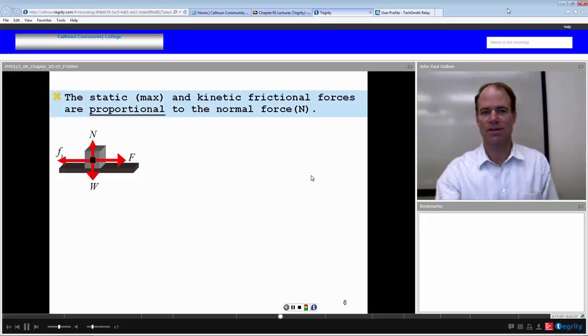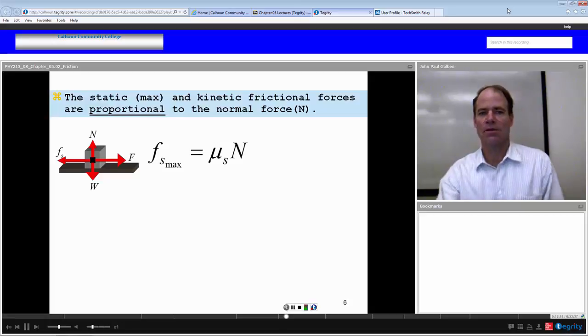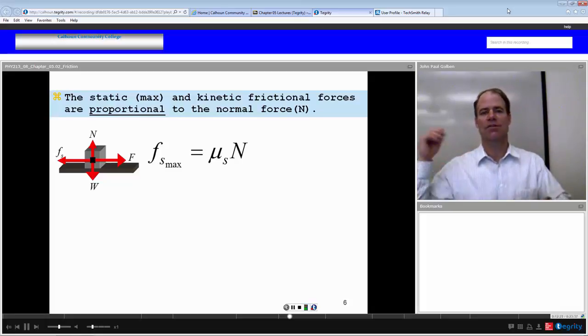Turns out that the frictional force, whether it be static friction or kinetic friction, static is the friction that occurs when everything's still stationary. Kinetic is the frictional force that occurs when the object is moving. Both of these forces are proportional to the normal force. So whatever the normal force is of the surface on your object, the frictional force is proportional to that.